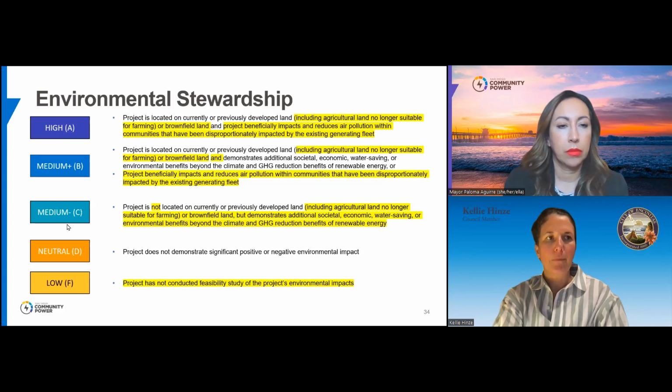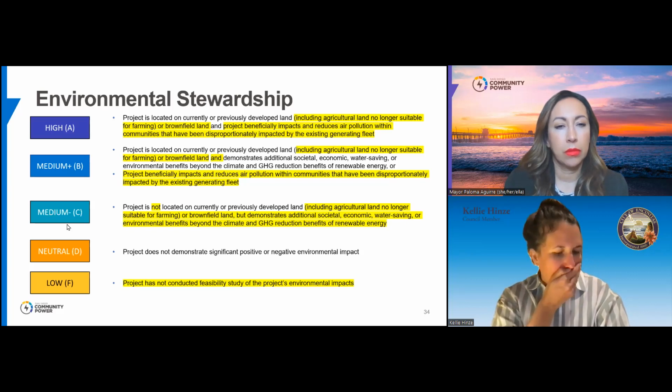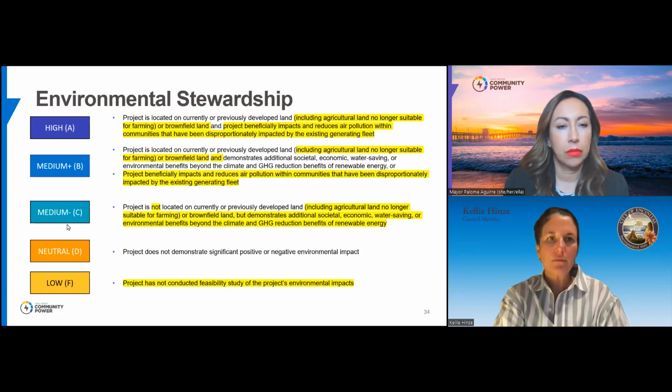The medium minus, C, is again slightly shifting, not adding really, we were just slightly shifting how we were classifying this. That would have been the medium score before. And so if they can demonstrate other benefits, but they're not located in one of these areas.